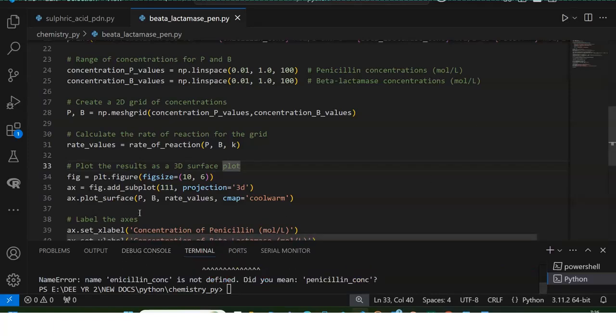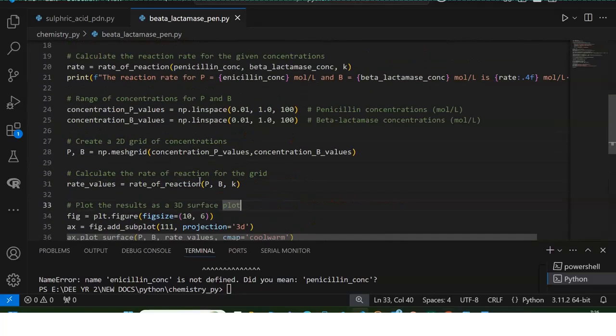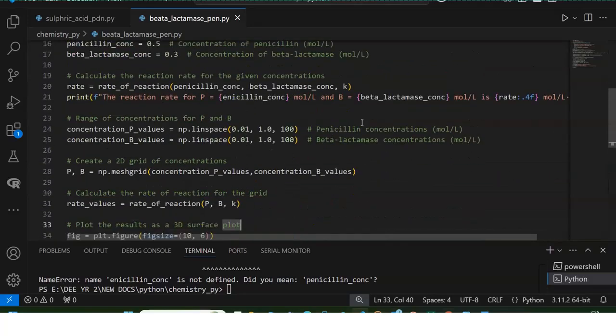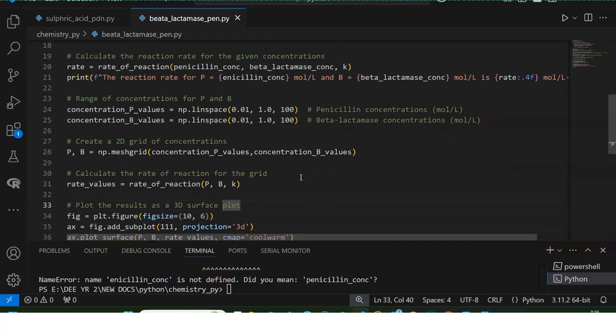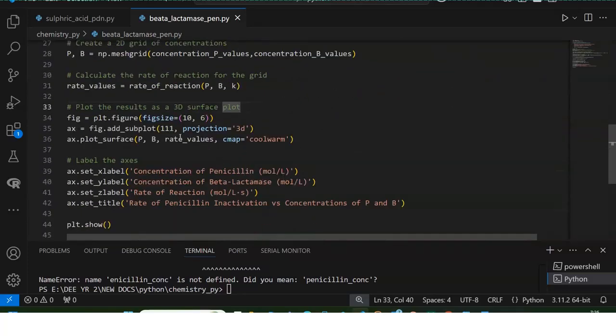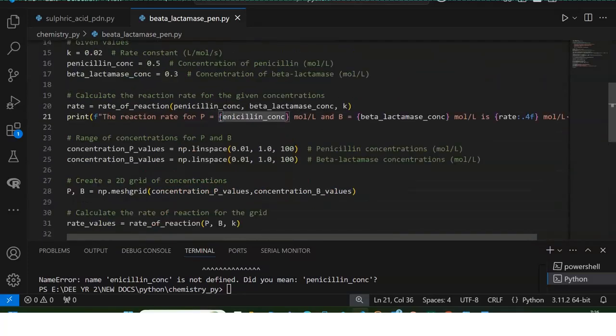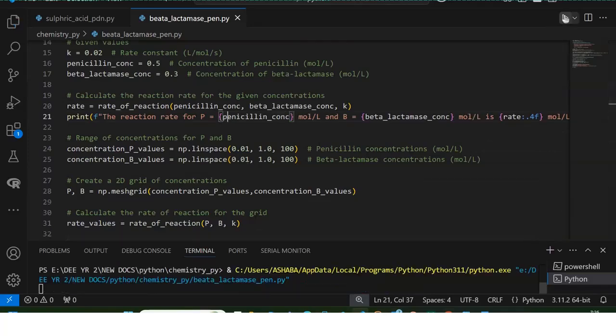So this word penicillin is not defined. That was an error. So we go back, and we need to look for it. So it is here. Once we are done with that, we save and run again.